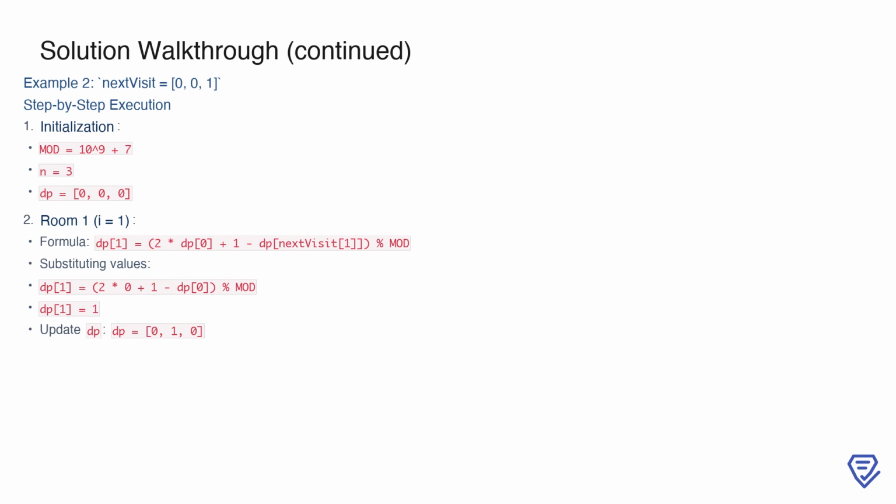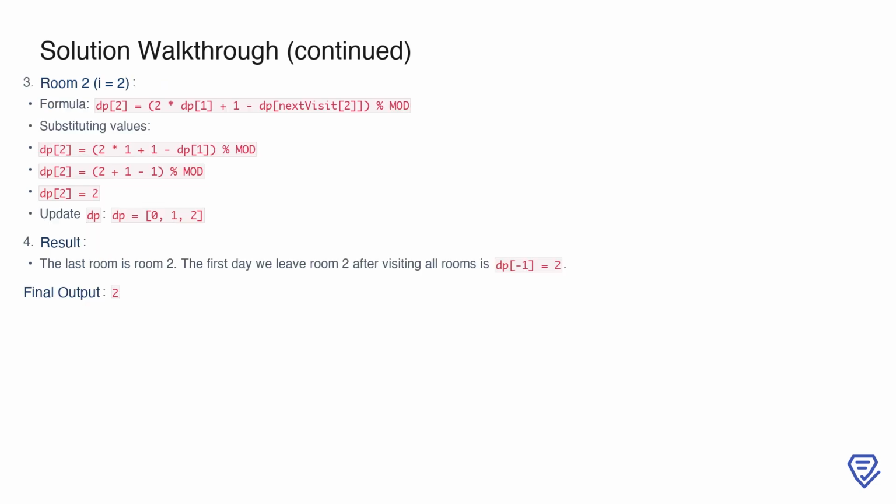Updating the DP array, it becomes 0, 1, 0. This prepares us to calculate the day we leave room 2 after visiting it twice. Next, we move to room 2 and calculate DP[2]. Using the formula DP[i] = (2 * DP[i-1] + 1 - DP[next_visit[i]]) % mod, we substitute the values.